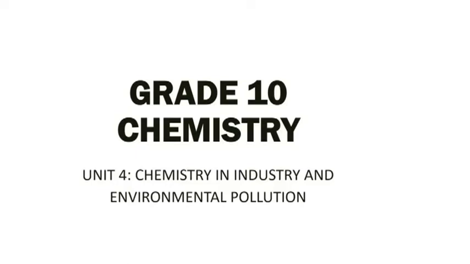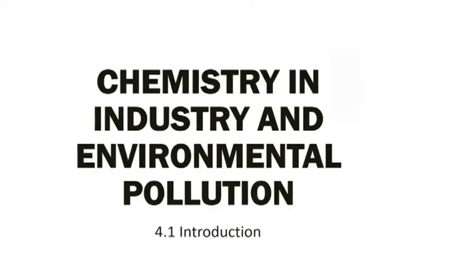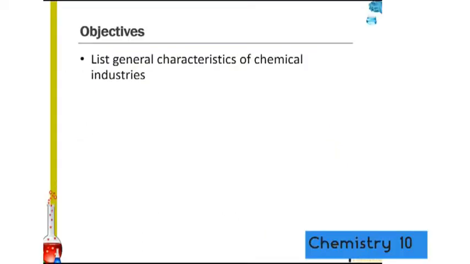Unit 4, Chemistry in Industry and Environmental Pollution. In this video, we'll be going over Subunit 4.1, the introduction to this unit. By the end of this subunit, you should be able to list general characteristics of chemical industries.